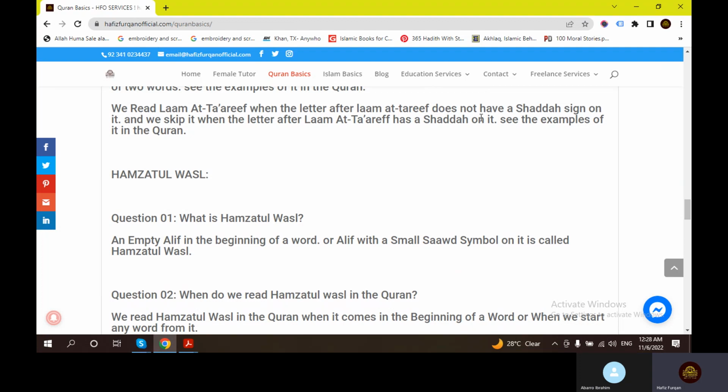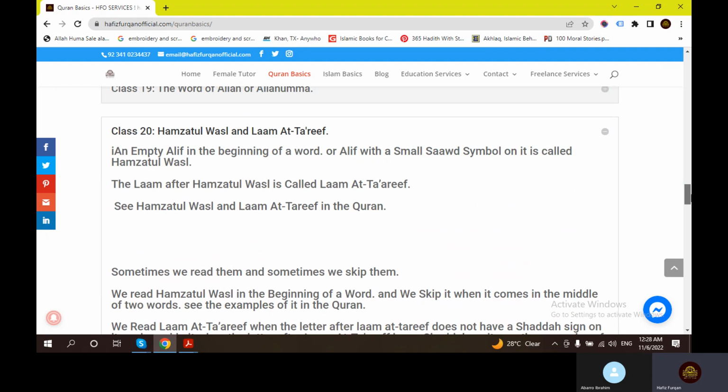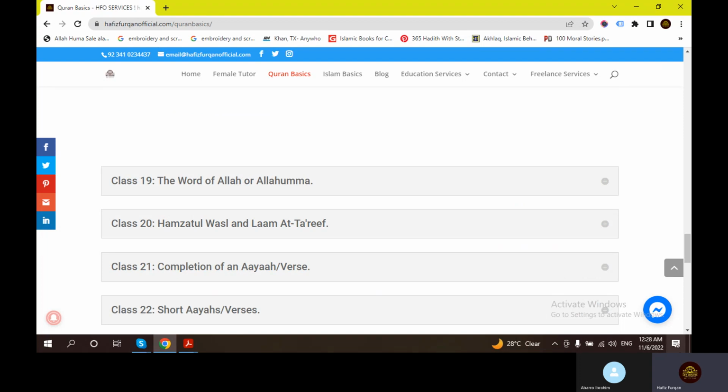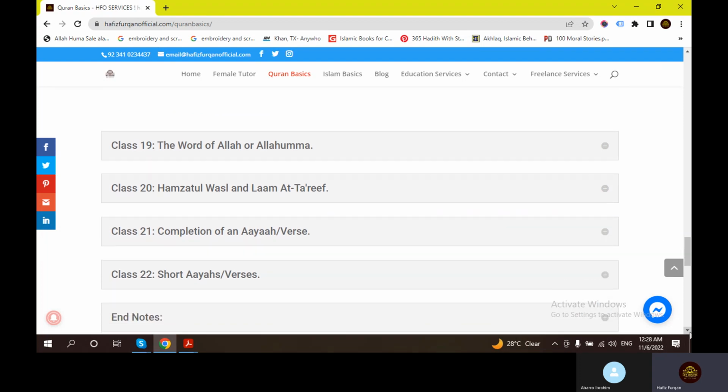Okay, and which sign are we supposed to read on Hamzatul Wasl and Lamat Tarif? Hamzatul Wasl is pronounced with the Fatha sign and Lamat Tarif is pronounced with the Sukun sign. If you're still getting confused on this, you tell me tomorrow. I will write that down on the white paper, then you will understand, inshallah. Okay, so don't worry, I didn't write it today.